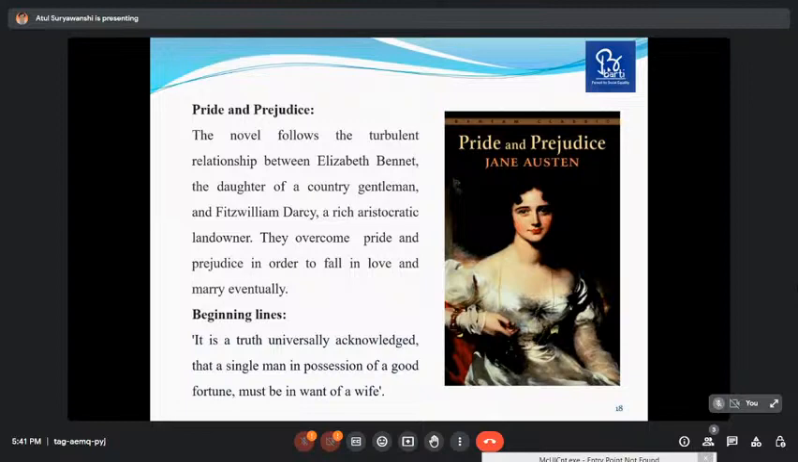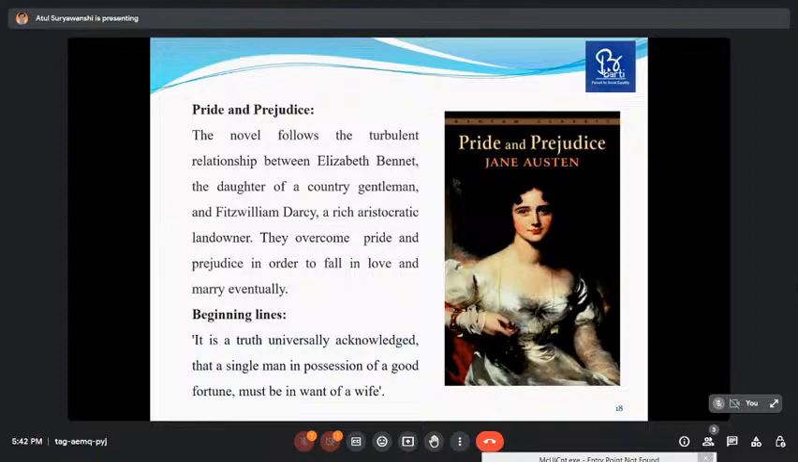But the very beginning of this novel is quite striking. These are the opening lines of the novel. It is a truth universally acknowledged that a single man in possession of a good fortune must be in want of a wife. So these lines are asked in the examination. The lines are from Pride and Prejudice of Jane Austen.